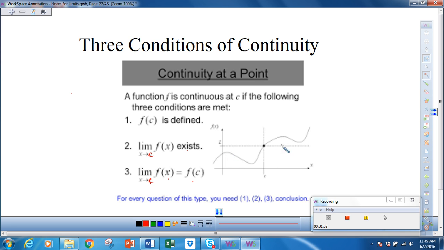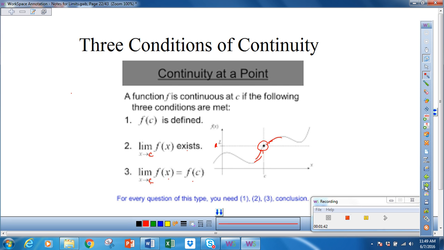In the function that we see in front of us, we see that f of that point is, let's say, 1. We see that the limit as x approaches that point from the left and from the right is 1. And since the limit is equal to the function at that point, this function is continuous.